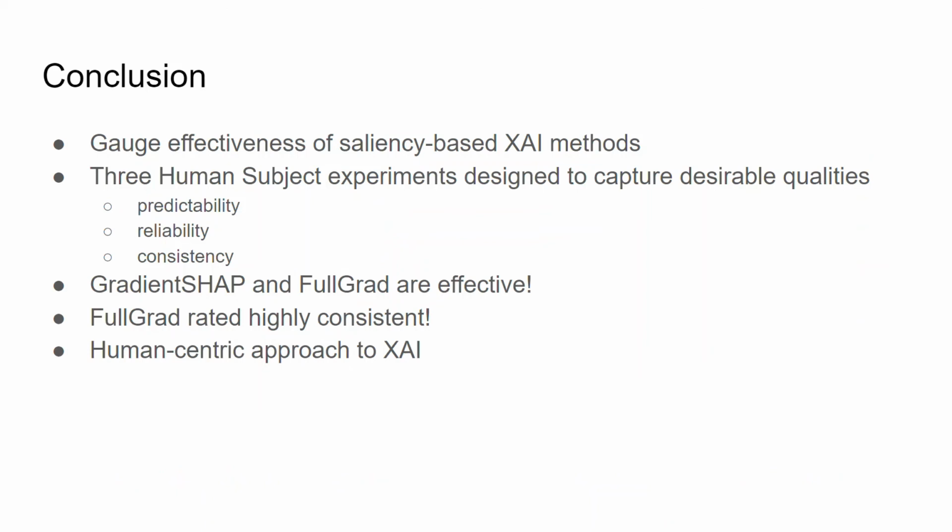To summarize, we gauge the effectiveness of saliency-based XAI methods. We do this by designing 3 human-subject experiments to capture desirable qualities of XAI methods like predictability, reliability, and consistency. We find that GradShap and FullGrad are effective and also that FullGrad is rated highly consistent. As suggested by the experiments, a human-centric approach to XAI might assist in bridging the vast gap that exists between the explanations and their utility.